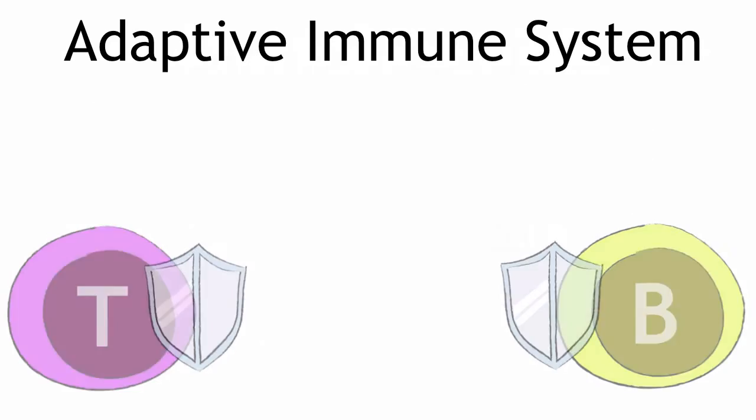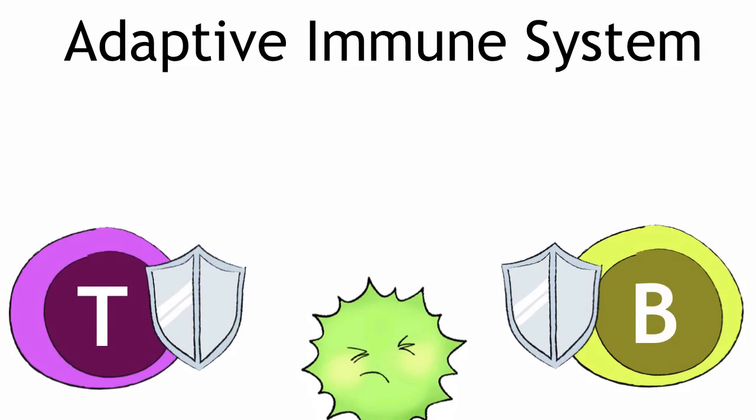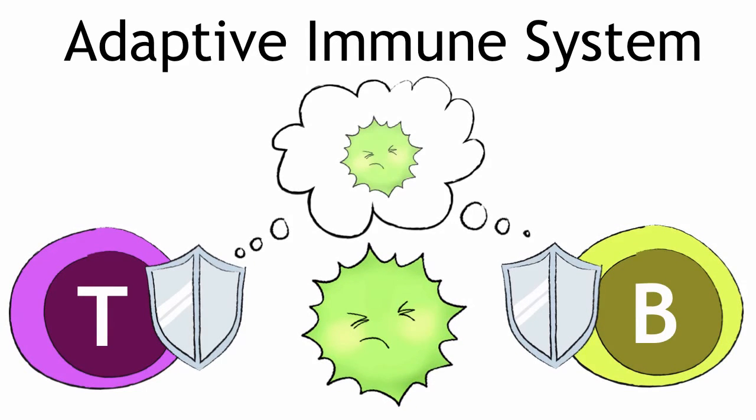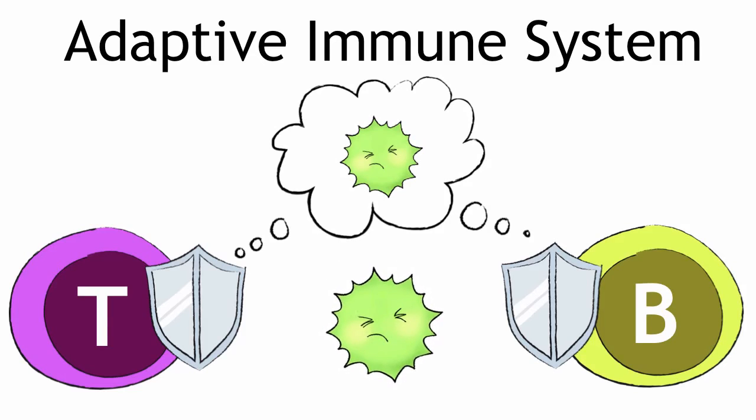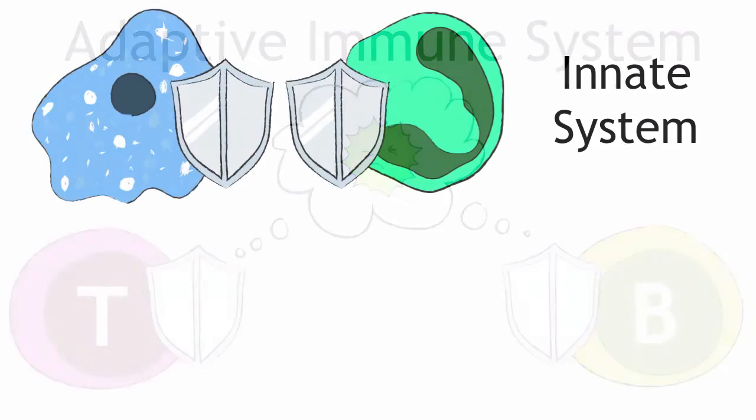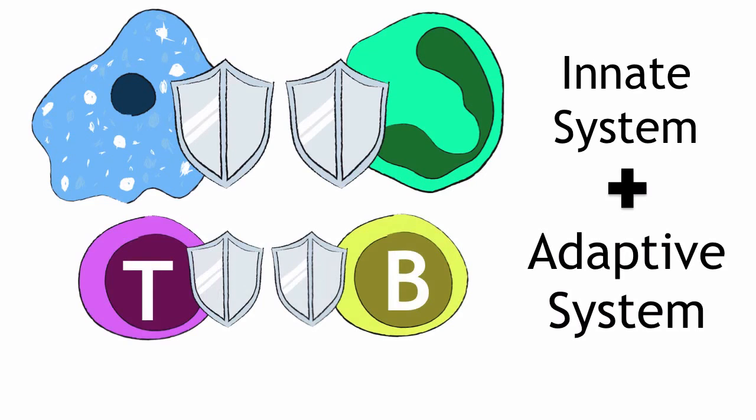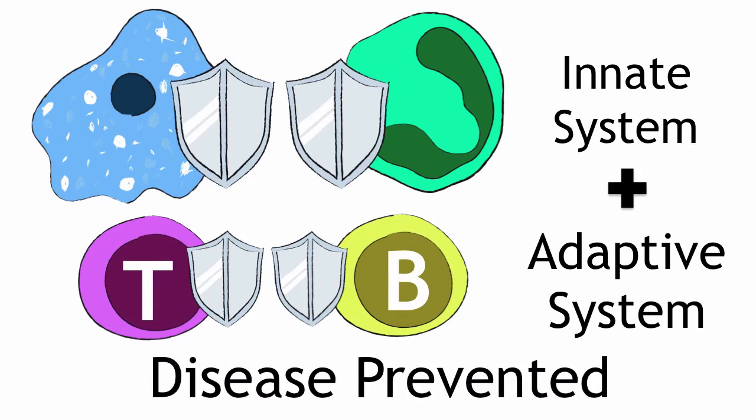Once these cells get activated, they are able to remember an infection so that next time the same bacteria enters the body, it can be destroyed more rapidly. Due to your innate immune system and your adaptive immune system working together, the bacteria can be cleared from the cut in your leg. Your immune system has successfully prevented the development of disease.